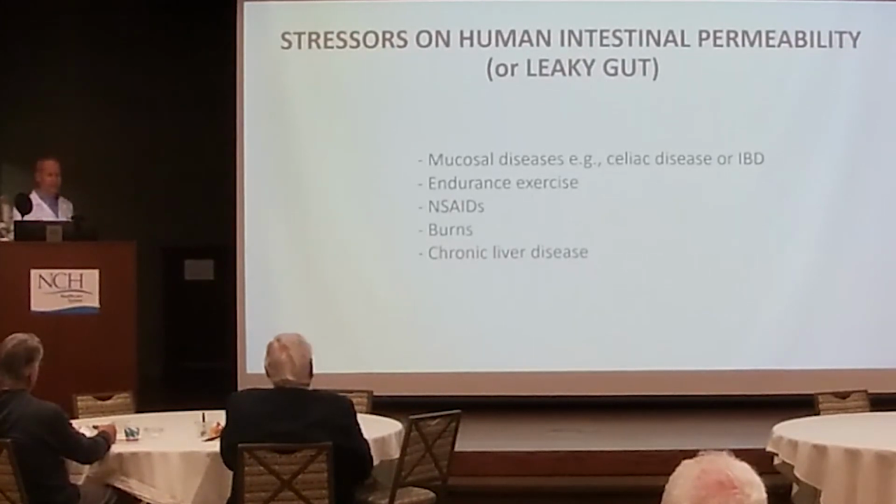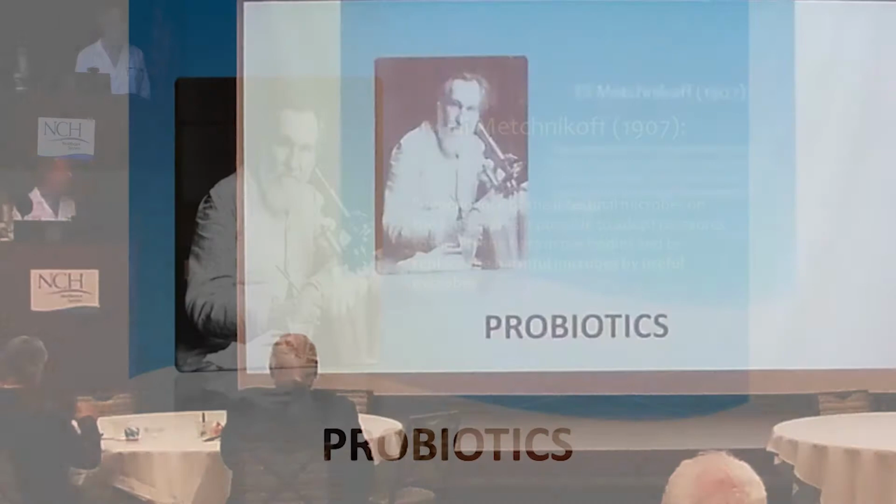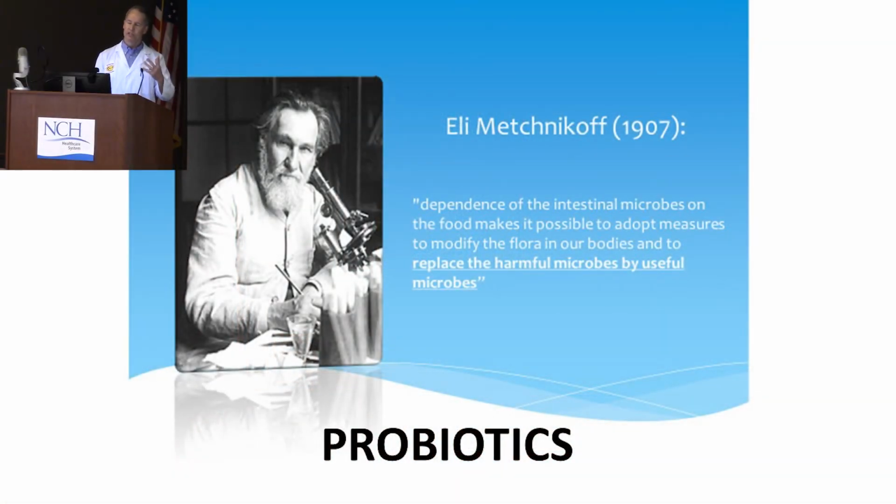Burns, non-steroidals, and other things, like chronic liver disease, can also affect permeability. Now, what I wanted to focus on now is not so much the permeability, but the microbiome. Eli Metchnikoff, a microbiologist who won the Nobel Prize in 1908, advocated that changes in food intake can influence the intestinal microbes, and that looking at the foods we eat can potentially lead to a more favorable distribution of microbes for human health, and that even eating certain food items such as yogurt may introduce microorganisms that can be beneficial.